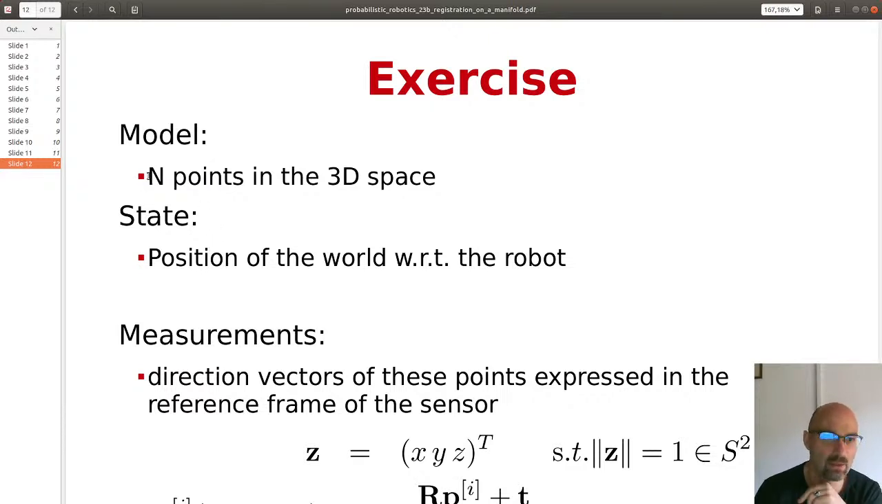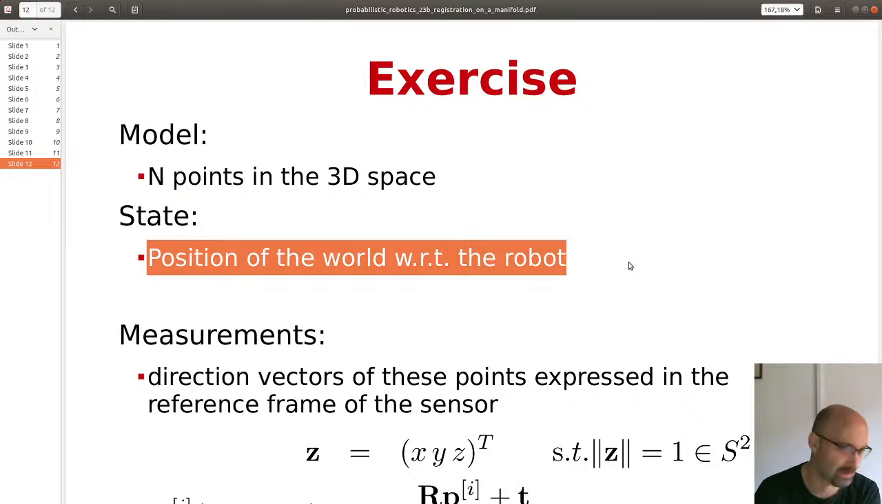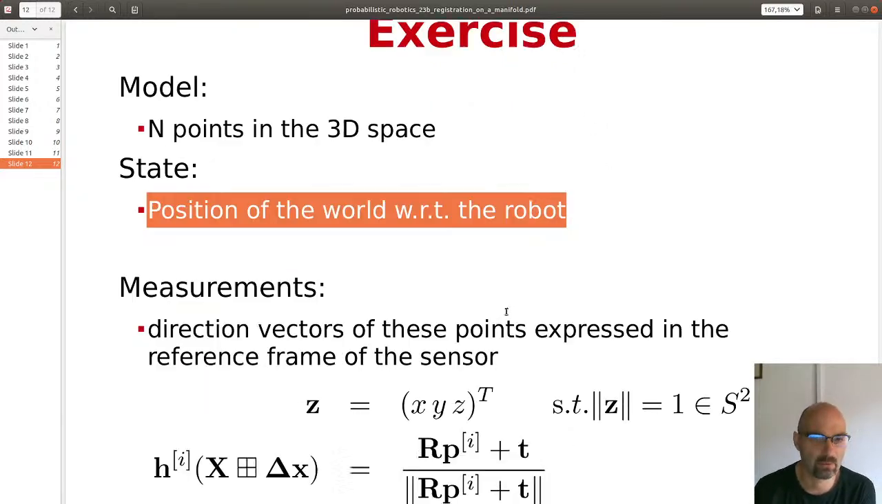We have a model consisting of n points in the 3D space. Our state is thus the position of the world with respect to the robot, like this is what we want to estimate. So we are within the setting of a registration problem. But our measurements in this case are not just points, they are points with a constraint. Basically what we observe is a set of direction vectors. Assuming that my robot sits at a certain location and observes a point, this observation is not the relative position of the point as seen by the robot, but just the direction vector of such an observation. So basically it's what we were observing in regular ICP, but just that it is a normalized vector. Okay? So we just observe directions.